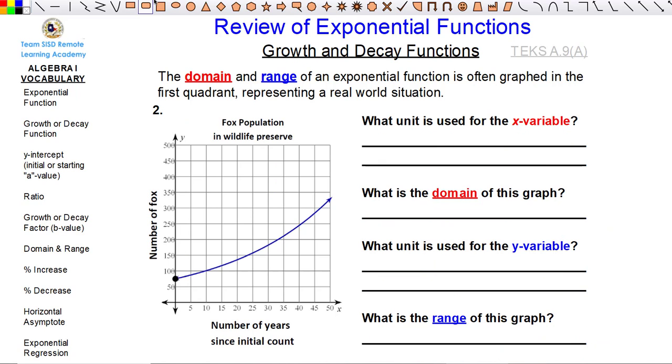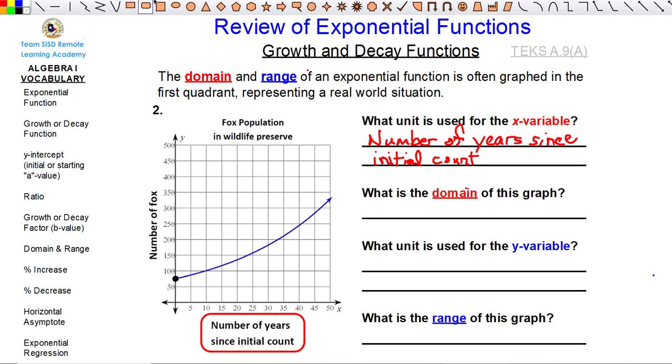Here we have a different situation. The graph reflects the fox population in a wildlife preserve. And we're being asked what unit is used for the x variable. Well, look down along the x-axis. The unit is number of years since the initial count of fox.